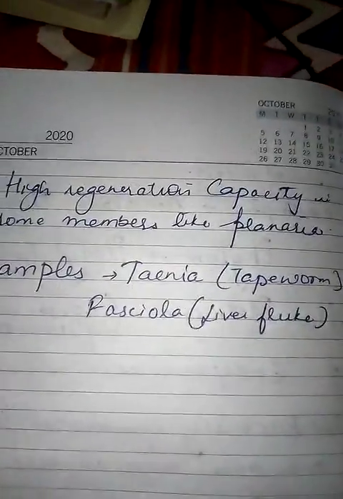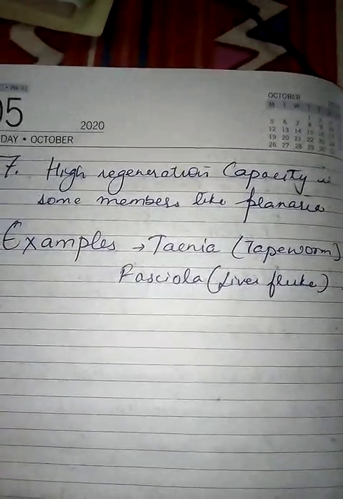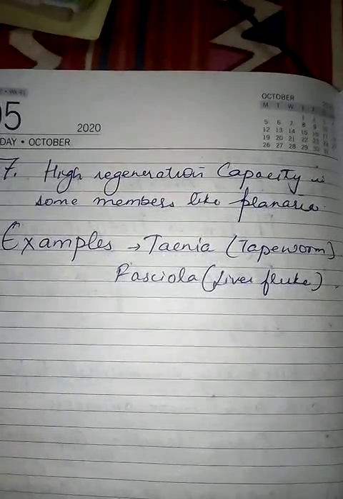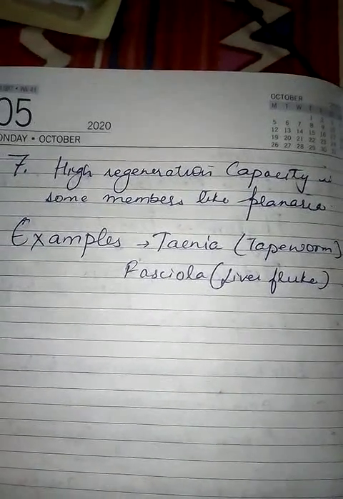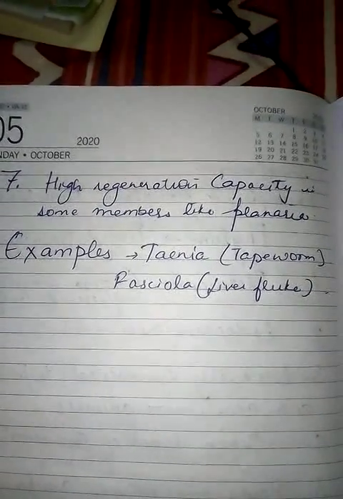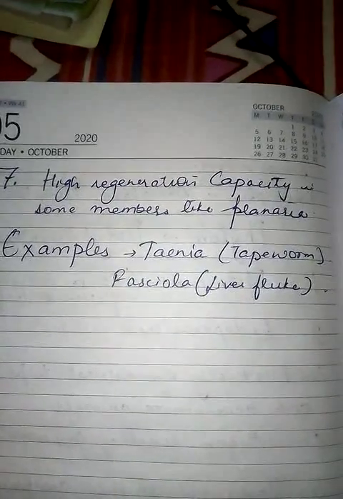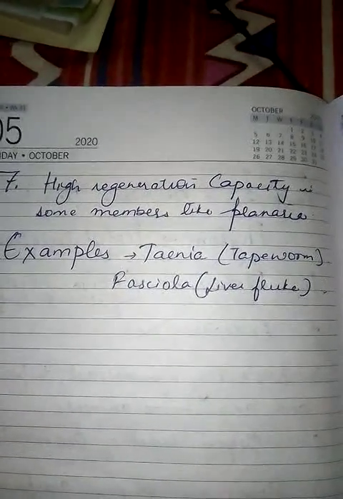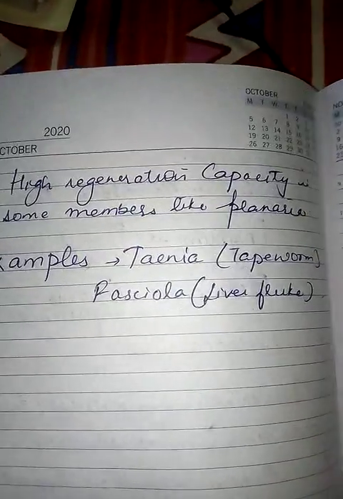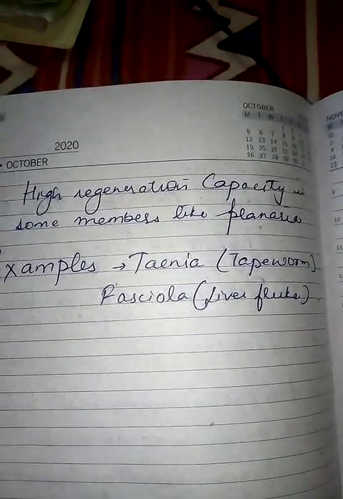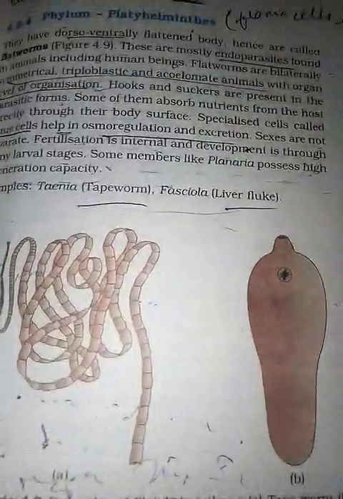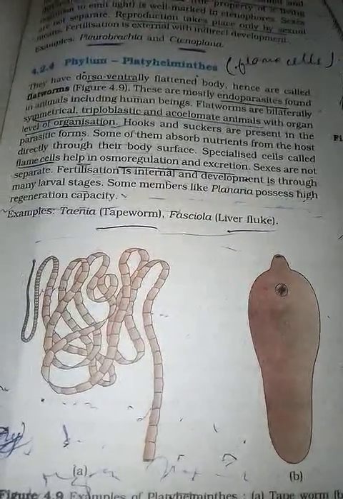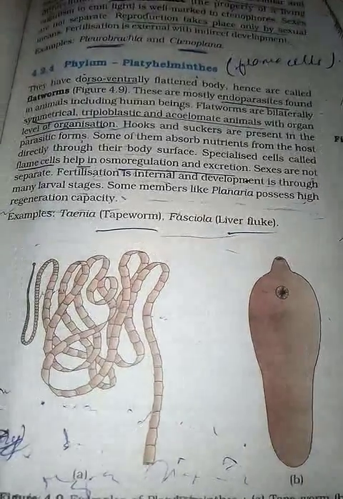Then comes high regeneration capacity in some members like Planaria. Planaria has high regeneration capacity. Examples are Taenia and Fasciola. These two examples are very important. Taenia is tapeworm, Fasciola is liver fluke. See page number 51, NCERT, figures A and B. A is tapeworm, B is liver fluke.